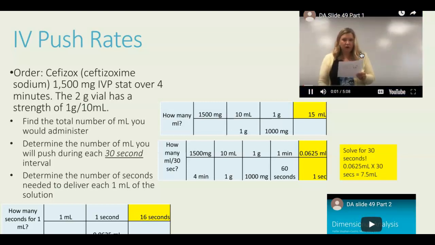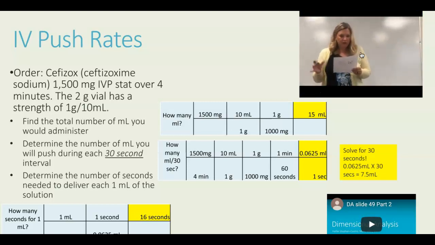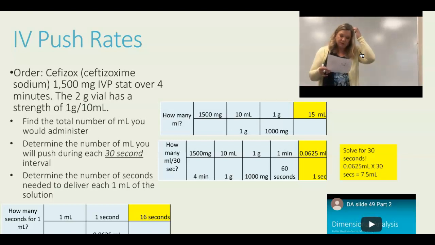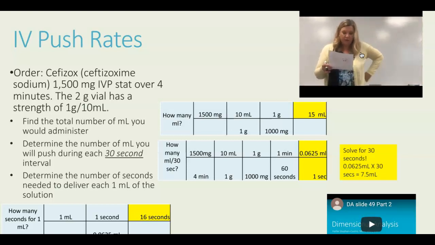All right, so we're going over some more IV push rates. And again, I know this can get a little confusing, so I'll try and break it down for you a little bit. The question says the order is for Cefazolin, 1,500 milligrams IV push, stat over 4 minutes. The 2-gram vial has a strength of 1 gram per 10 mils. I want to read that again. The 2-gram vial has a strength of 1 gram per 10 mils. Frequently, students will want to put that 2 grams in there.